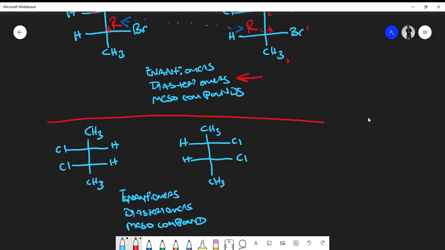Anytime you suspect a meso compound, like I did in the first example, draw a line through the center of the molecule. Anytime you feel this may be a meso compound, draw a plane of symmetry through the middle of the molecule. Now, if you look at this, when I draw a plane of symmetry, I actually get the same two things on the same side.